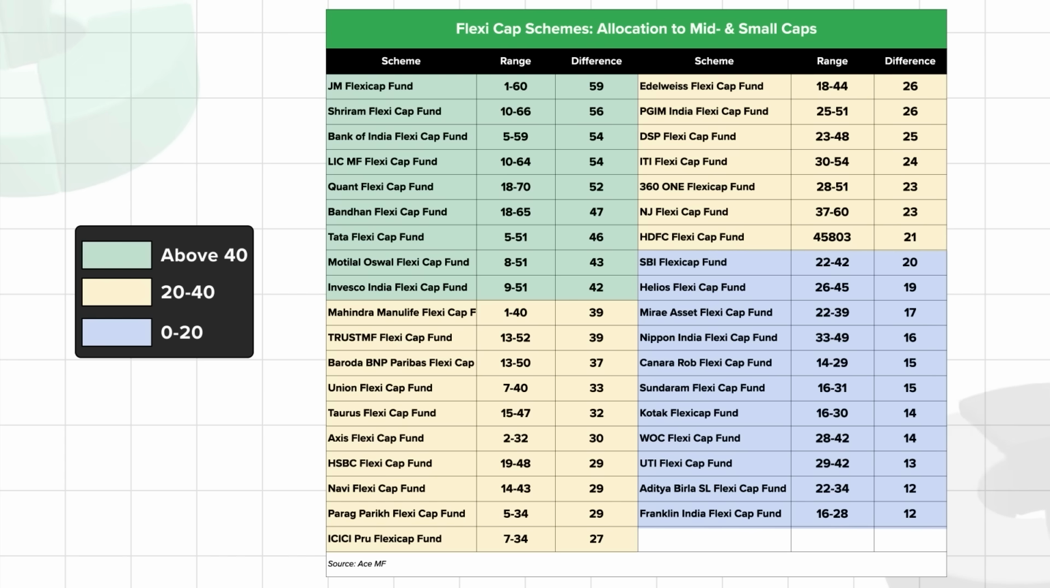Now, this range is quite broad. For example, JM Flexi Cap's swing from just 1% to 60% in mid and small cap indicates a very tactical approach. The fund manager is making significant shifts based on changing market conditions. Now, this may work well in some periods, but it also introduces more uncertainty for the investor.